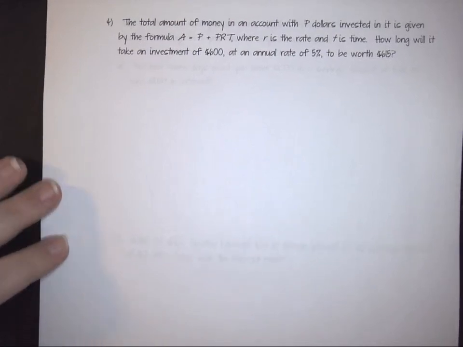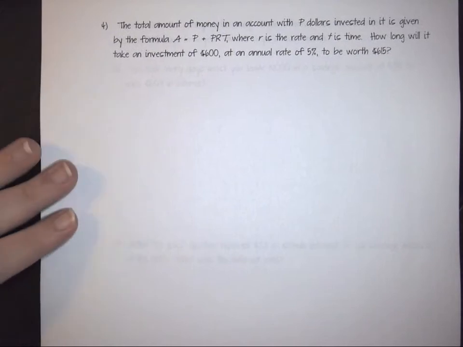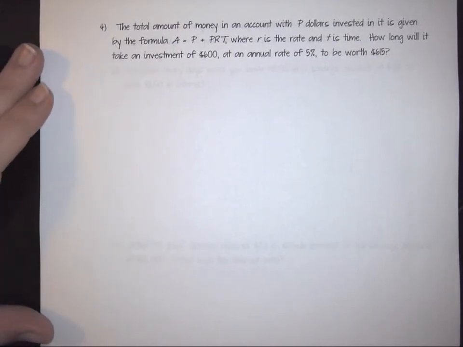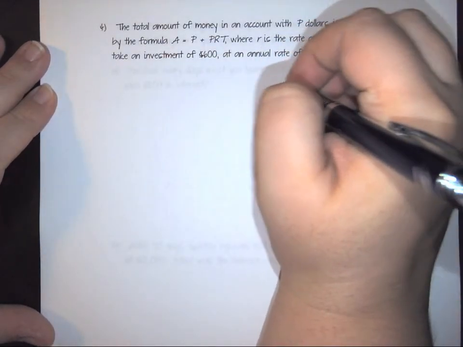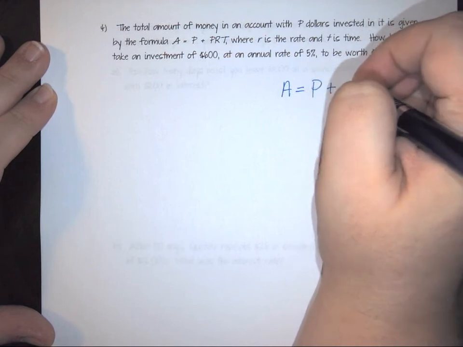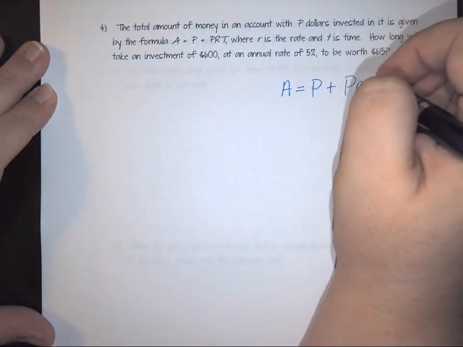Okay. Now the next one says the total amount of money in an account with P dollars is invested, and it is given by the formula A equals P plus PRT, where R is the rate and T is the time. How long will it take an investment of $600 at an annual rate of 5% to be worth $615? So we have the formula A equals P plus PRT.